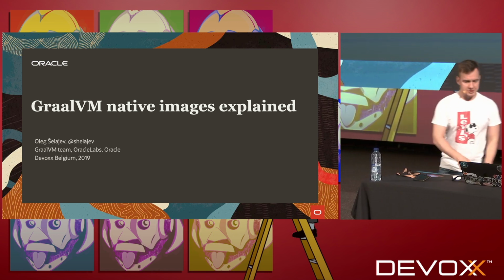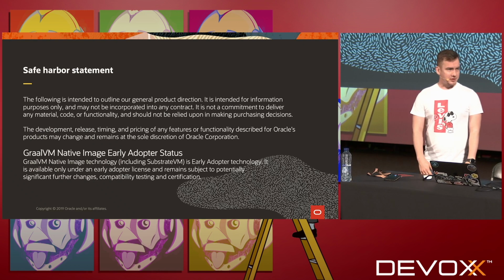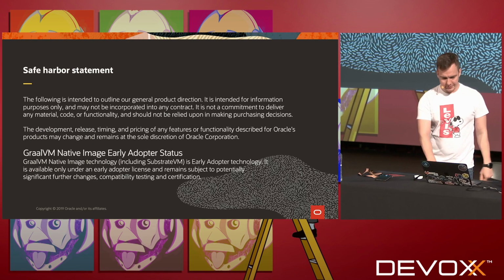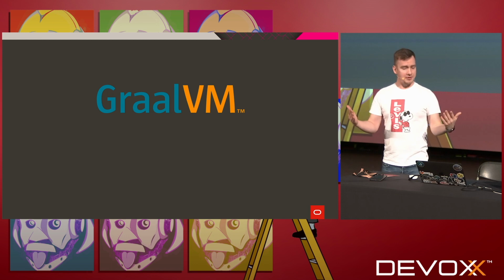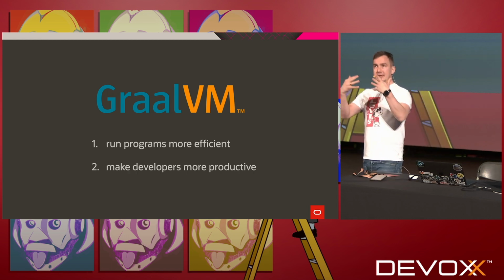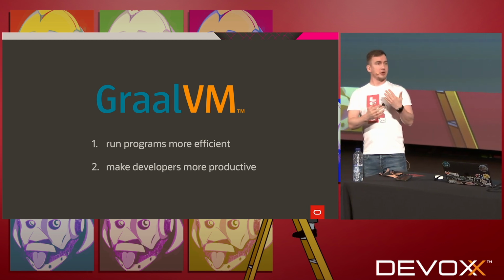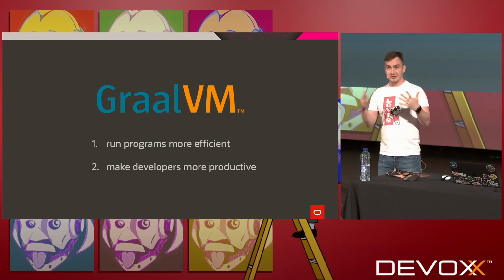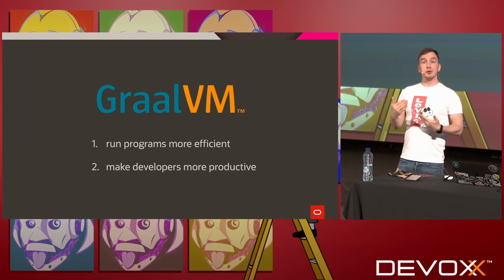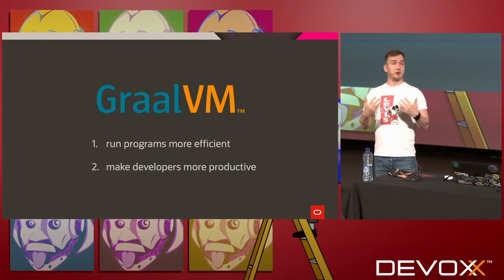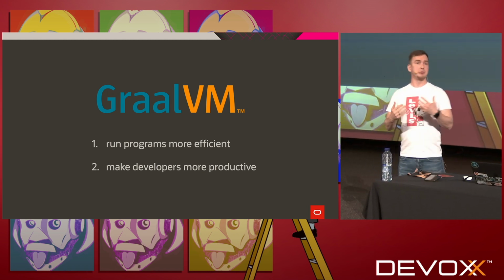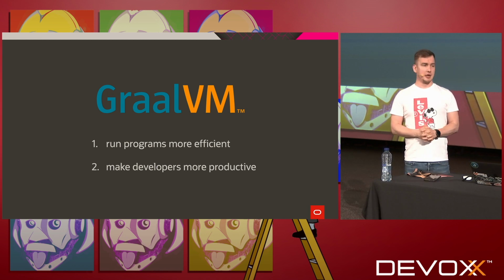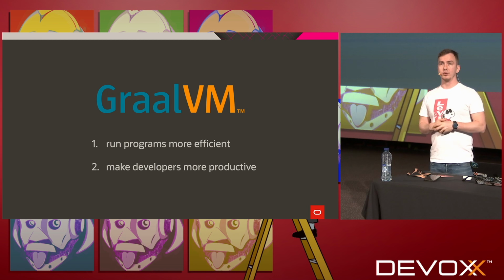Right, so GraalVM native images explained. Some disclaimers about the presentation, very important. GraalVM itself is a rather large project. It can do many things. The most important goal for GraalVM is to run programs more efficiently, faster if you wish, and also to enable additional productivity for developers by being more flexible, by enabling using your applications in different environments, like cloud deployments or serverless platforms, and so on. So GraalVM has this noble goal of making software more efficient and people more efficient.